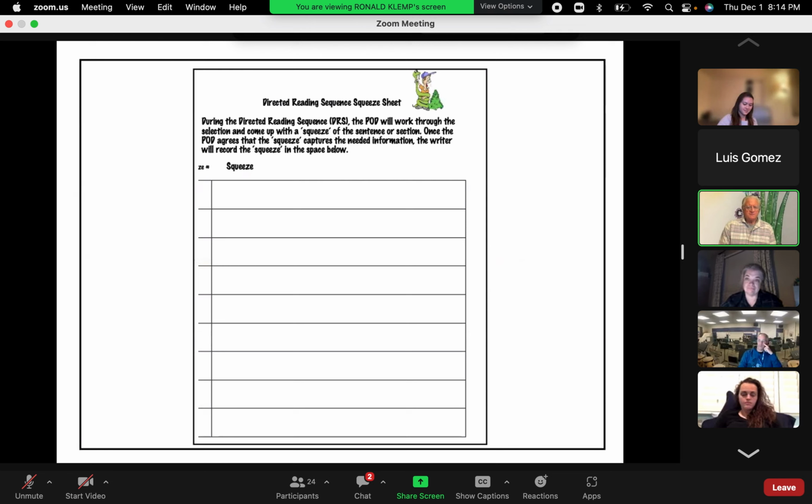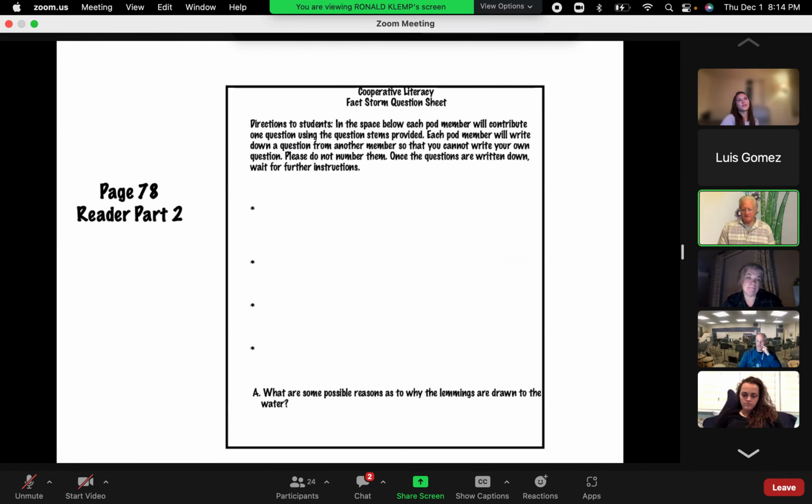So the squeeze sheets will be filled out. And then on the back of the squeeze sheet, the reverse side, we have this sheet here. And you find this on page 78. There is one of these sheets per pod or pair or per person, however you decide to do it. And this is called the Fact Storm question sheet. The activity I'm going to show you now is something called the Fact Storm.